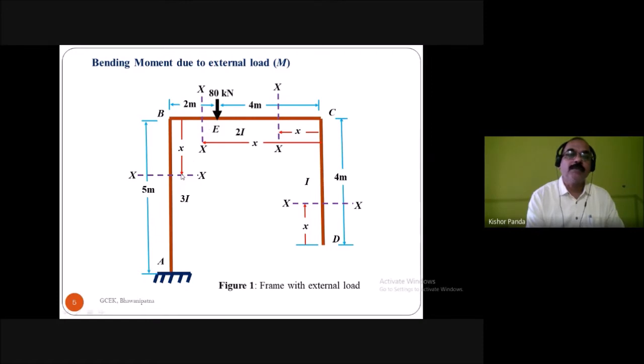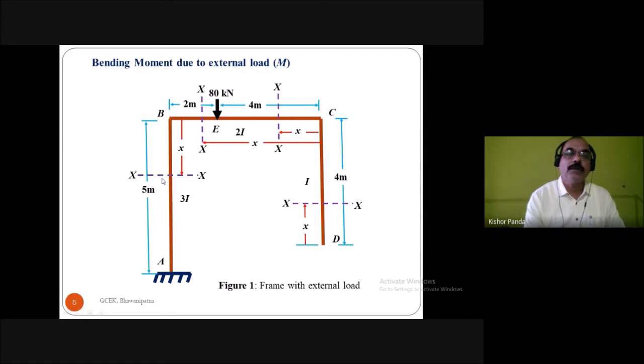Then take another section at a distance x from the point B. So what is the moment here? When we are considering this right side, the external load of 80 kilonewton is present. So what is the moment of this force about this section? 80 into the perpendicular distance. So what is the perpendicular distance? 80 into 2, and this is clockwise rotation. So you have to take the sign convention, minus 80 into 2, minus 160 kilonewton meter.